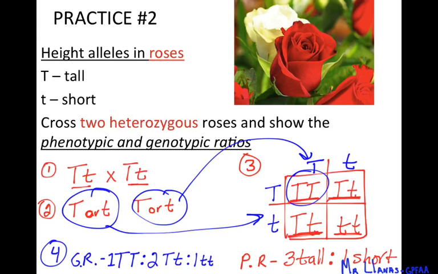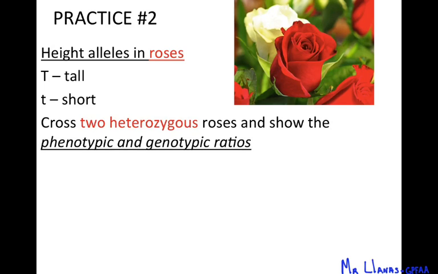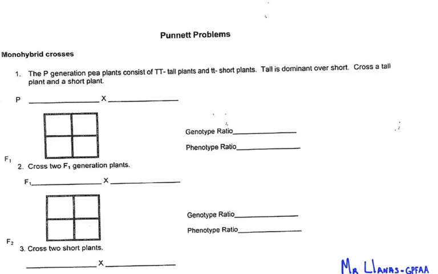All right, so those are the 2 examples I wanted to go over with you. Then I'm going to go over one of the examples in the homework. So let me pull that up. All right, so here's the problem. We'll go over number 1, and it says the P generation plants consist of big T, tall plants, and little t, short plants. Tall is dominant over short, cross a tall plant with a short plant. Well, that's the same exact problem we had, right? We said that this is a tall plant, this is a short plant, and we know that because it tells us right here what they consist of.